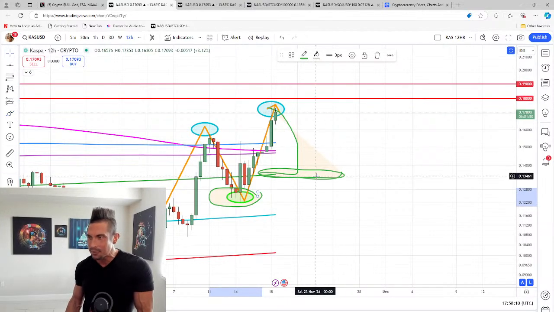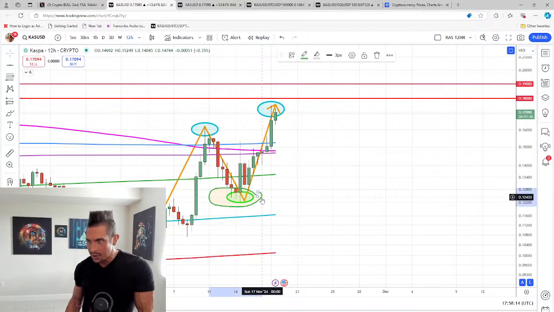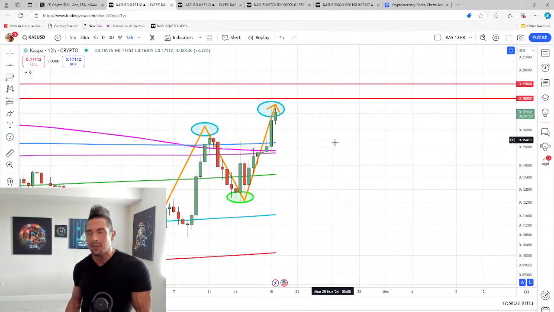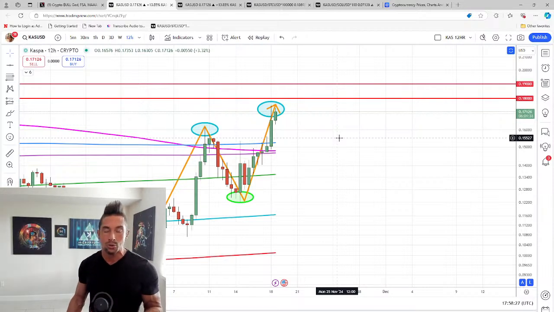This looks like my 5-year-old came in here and drew this. As long as we don't take out this green circle, that's at 12.2 cents, we would have to have a big correction to break 12.2 cents. If we broke 12.2 cents, then I would be concerned.